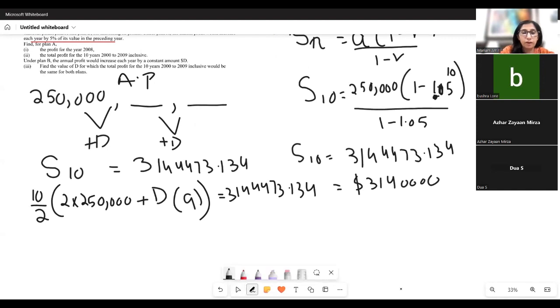This would become 5. First divide the previous answer by 5. So I have the previous answer. No, I don't have the previous answer in my calculator. You might, since you've actually found it out. 314,473.134 divided by 5, minus 2 times 250,000, divided by 9.